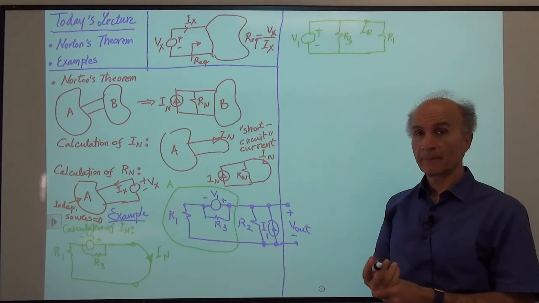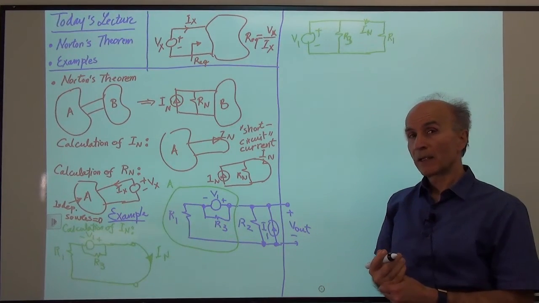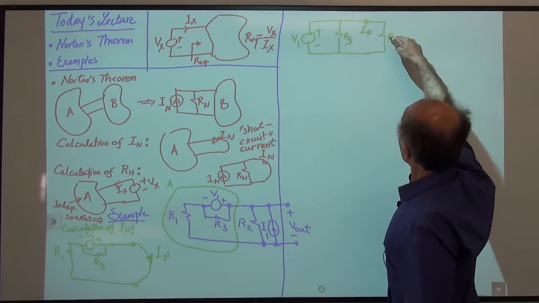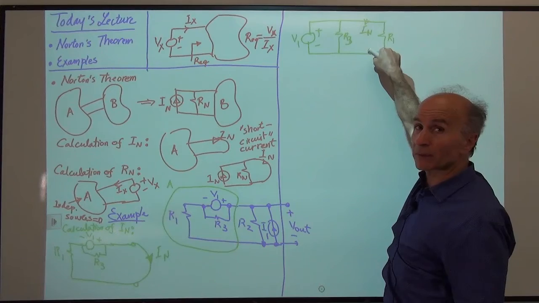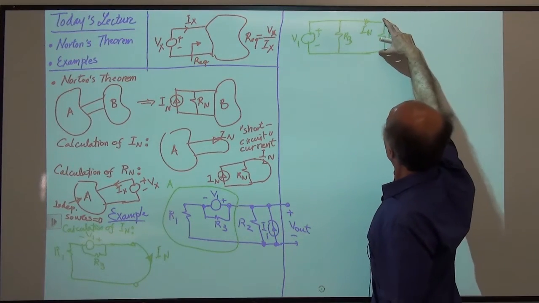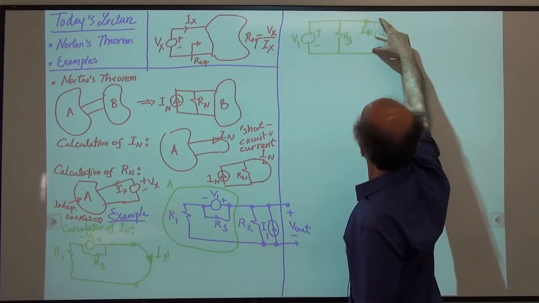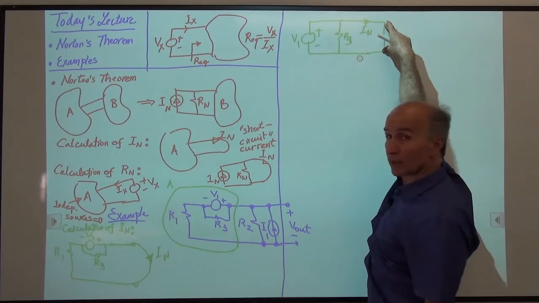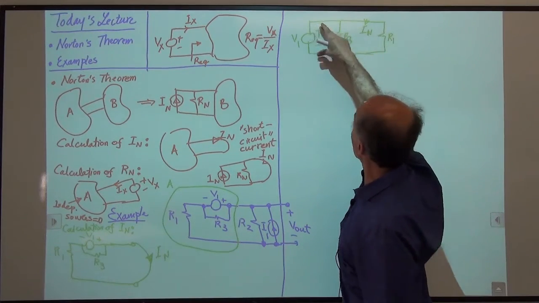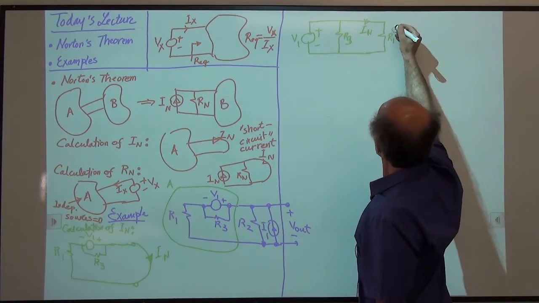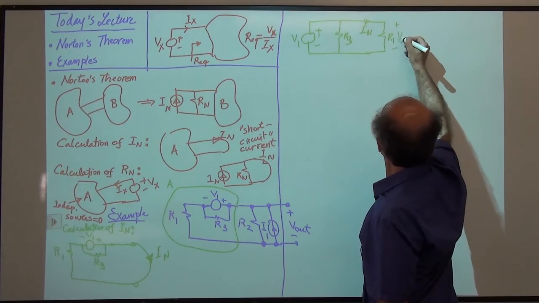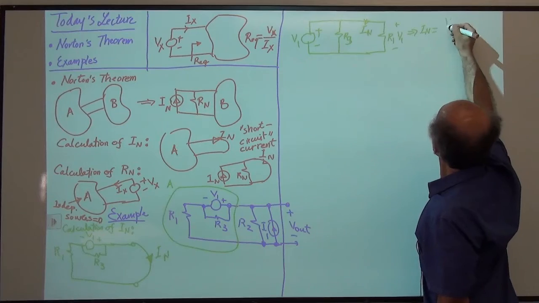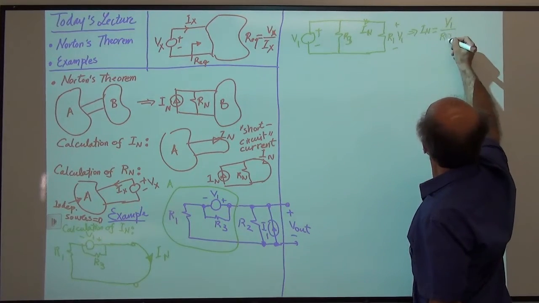So far so good? Okay, so then how much is IN? Well, if I know the voltage across the resistor, I can find the current. How much is this voltage? Well, these are all connected by pieces of wire, so there's no voltage drop here, there's no voltage drop here. So if this has a voltage of V1, this also has a voltage of V1. So the voltage difference here is V1. So IN is simply equal to V1 over R1.